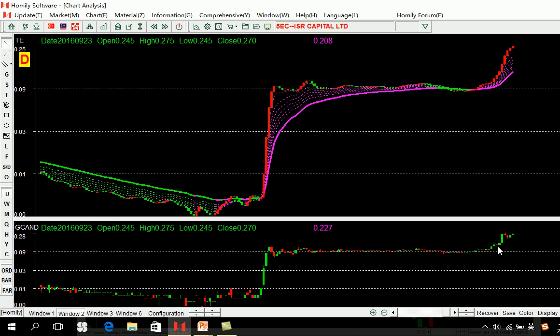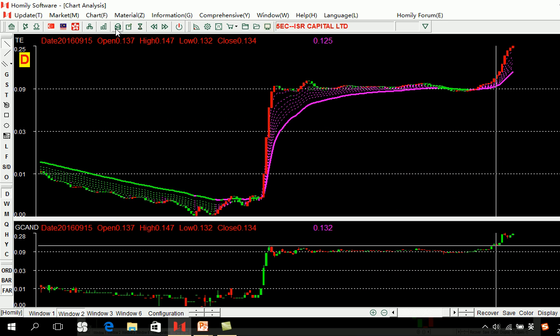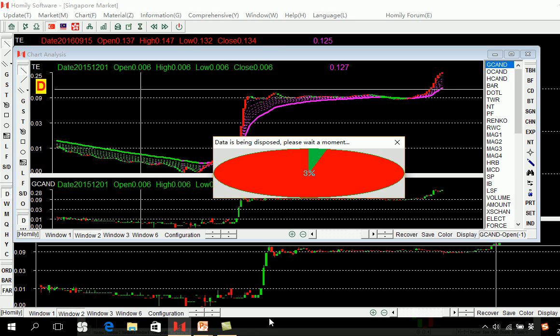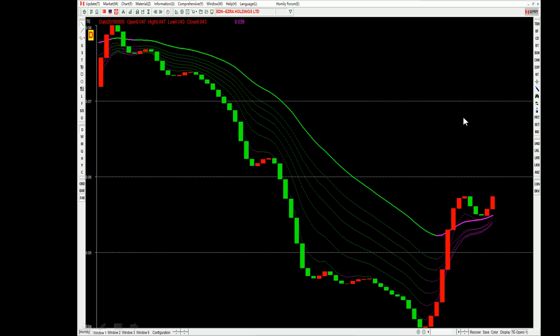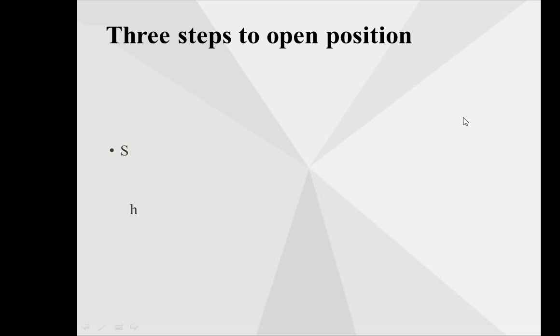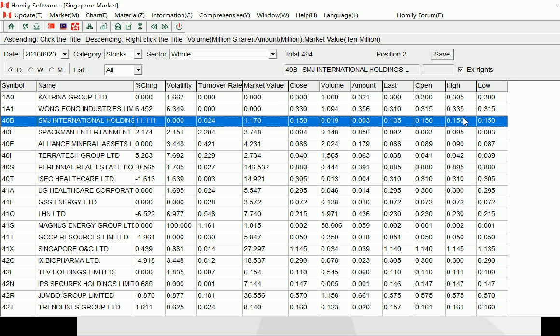We can see some stocks. So we can see the next one. 3 steps to open position. Maybe this one is a little complicated. Then I will use a simple way to teach you. Okay. So this one we just look at. It's okay. Then let's see some examples. This is the market.